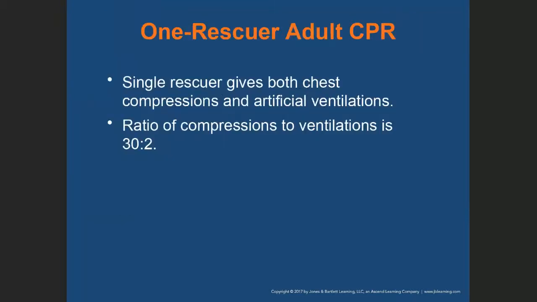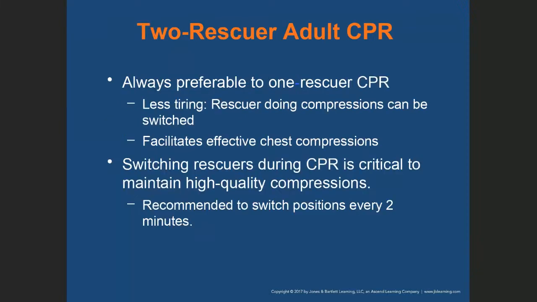All right, now one rescuer adult CPR. Single rescuer gives both chest compression and artificial ventilation. The ratio of compressions to ventilation is 30 to 2. Two rescuer adult CPR is always preferable to one rescuer, right? One person is going to get tired much more easily than two persons.